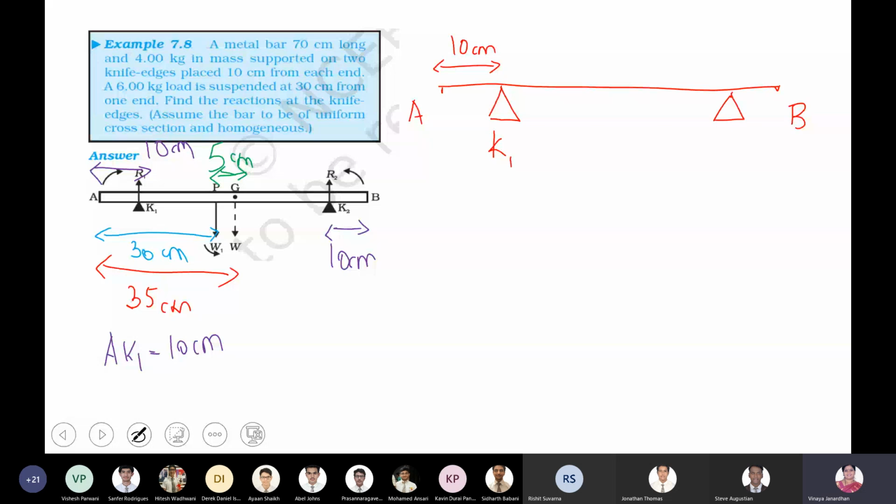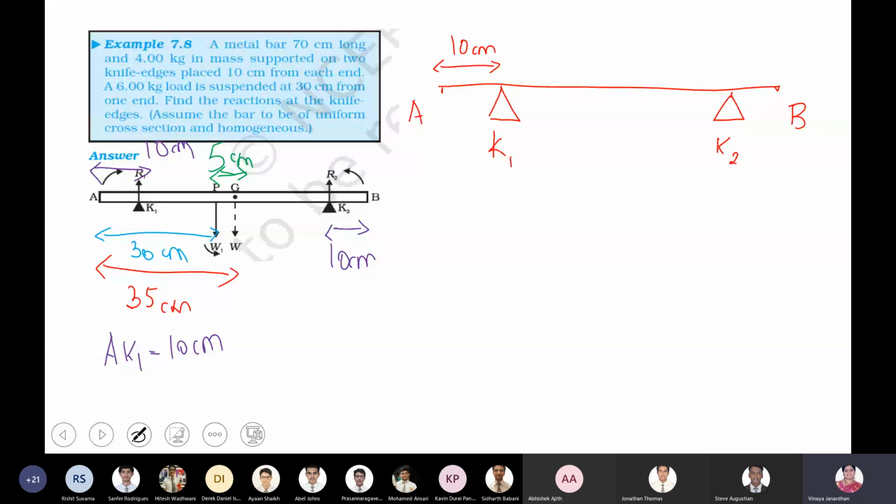Abhishek, Austin. Yes, ma'am, this is Abhishek. Okay, Abhishek. From point B to the other knife edge, what should be the distance? From the knife edge K2 to the point B, what should be the distance?